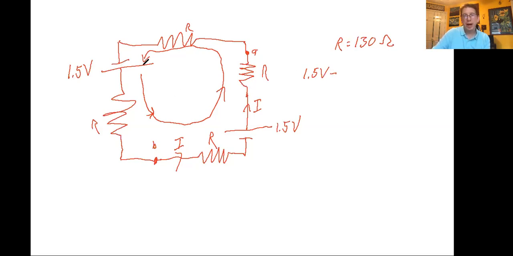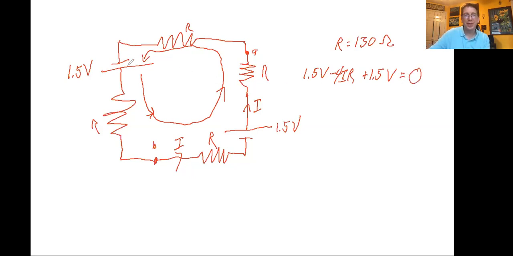again, the loop is coming out of positive and into negative, so that's a voltage rise. So 1.5 volts minus I times R, and we know what R is, minus I times R again, plus another 1.5 volts, minus I times R, and then minus I times R. So we're subtracting I times R 4 times. So 1.5 volts minus 4IR plus 1.5 volts equals 0.